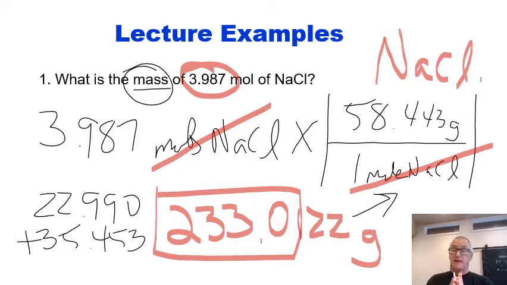If you're given that on a test, what's the mass? You wouldn't just put 233.0. That's not correct. You want 233.0 grams. And really, you would want 233.0 grams sodium chloride, just to really make the point, okay?